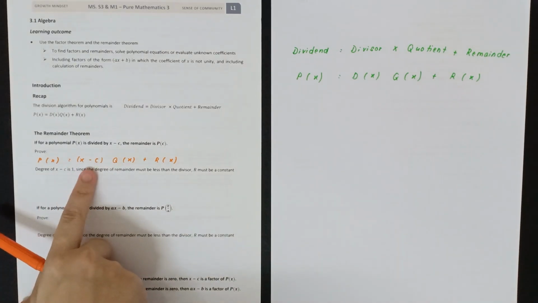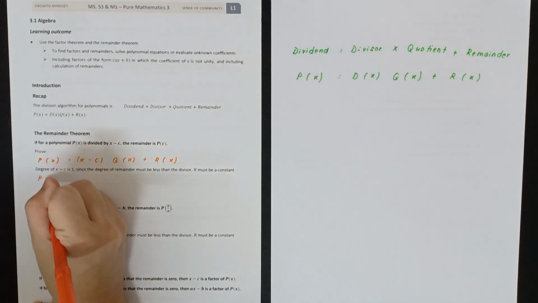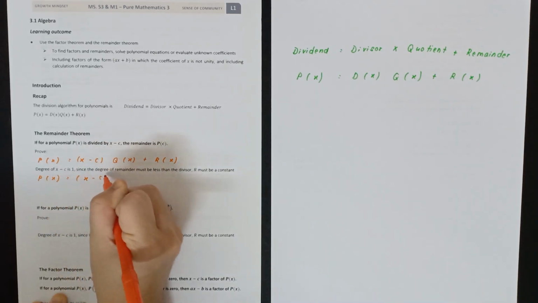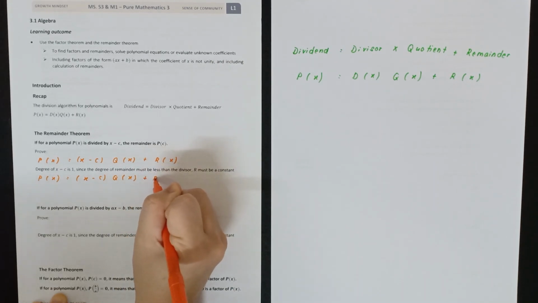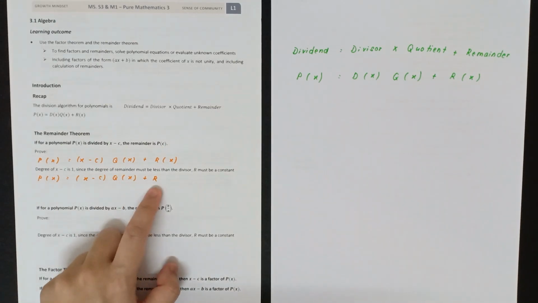Because the degree here is 1, your remainder must have a degree of 0, right? So it's x to the power of 0, which brings you a constant. So we can change your polynomial to be equal to x minus c times q of x, plus r. Because the remainder is a constant already, you do not have any place to substitute the x, so we just leave it there.